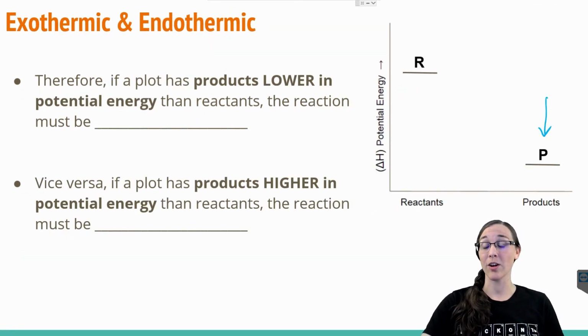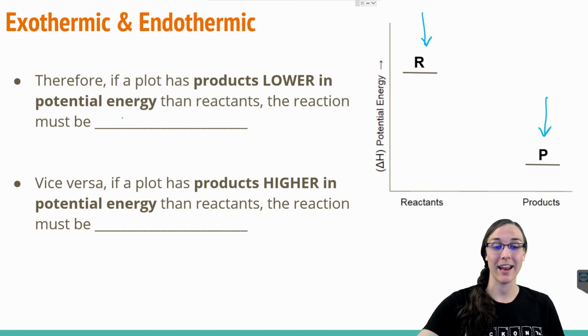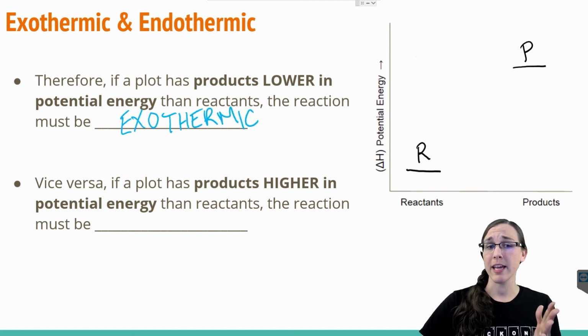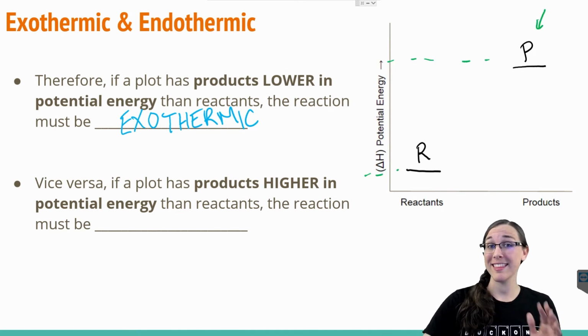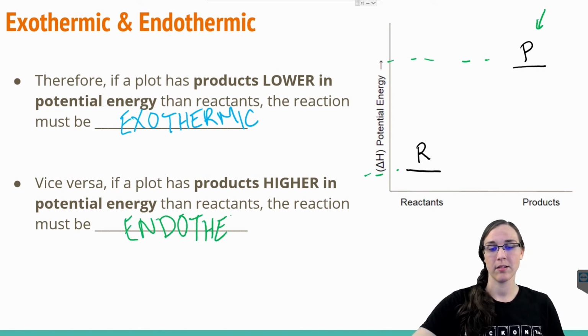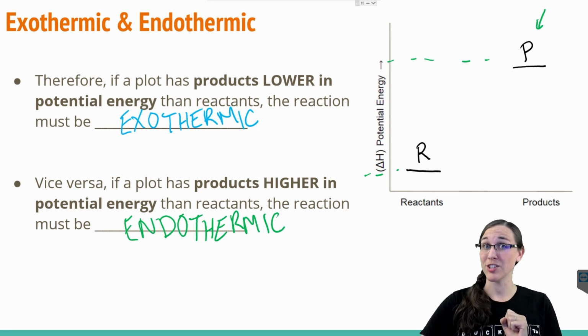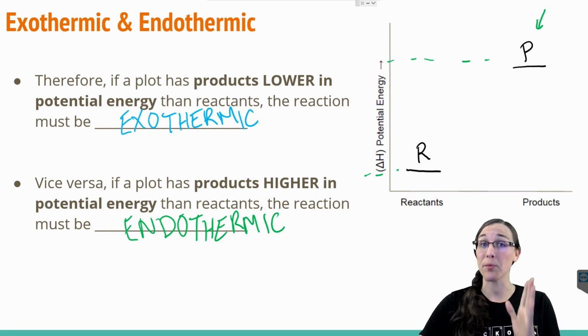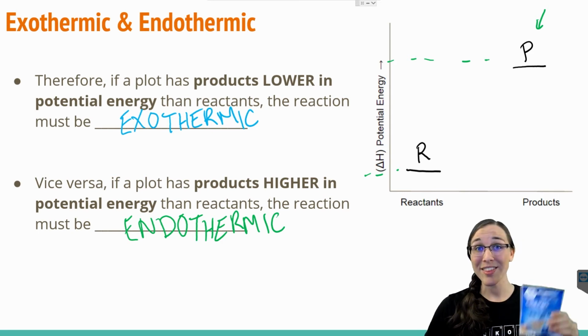If the products are lower in potential energy than the reactants, then we can say that the enthalpy plot represents an exothermic reaction. What if this concept were flipped and we said that the products were actually higher in potential energy than the reactants were? In this case, we would say we have an endothermic reaction. Now remember, endothermic reactions are the ones that absorb heat by breaking bonds, and therefore they feel cold.